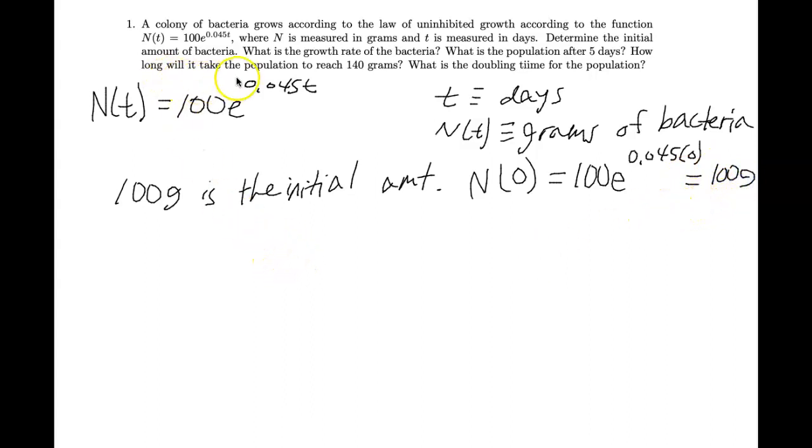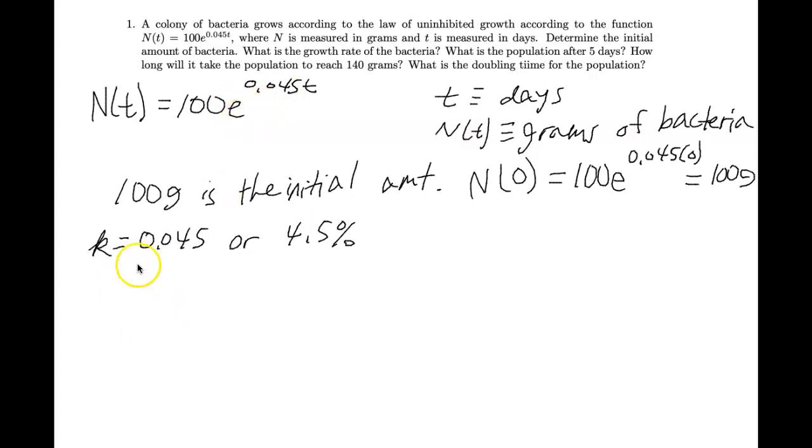The second part of the question is, what is the growth rate of the bacteria? And this is just seen from the formula, and the growth rate is the k, which is 0.045, and we can also write that as a percent, so 4.5%. And we notice that since k is greater than 0, the expression here is going to be positive exponential growth, meaning that this is exponential growth.